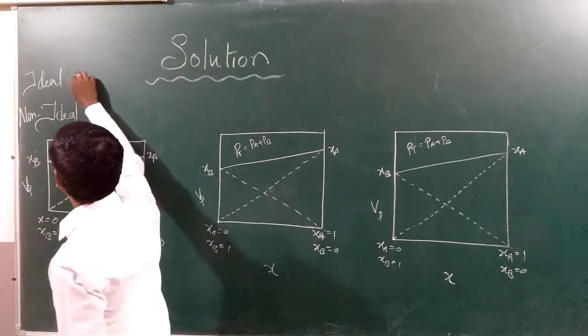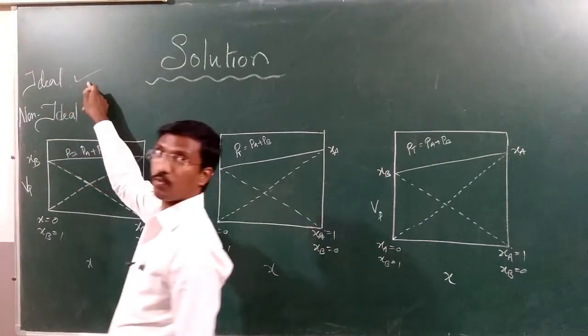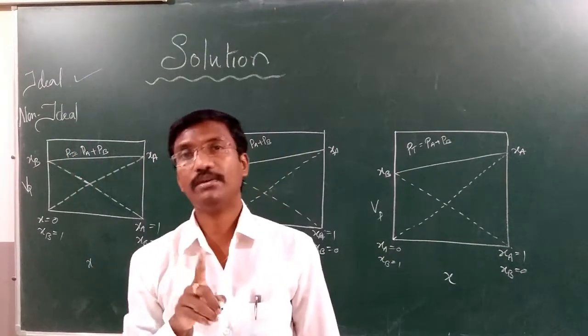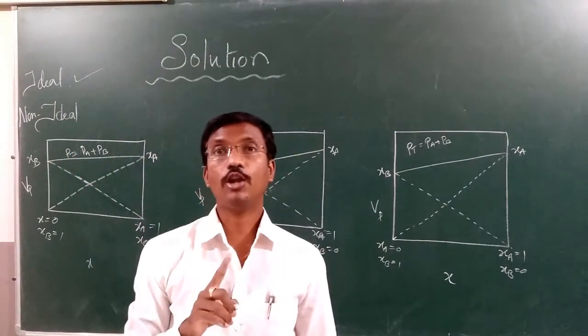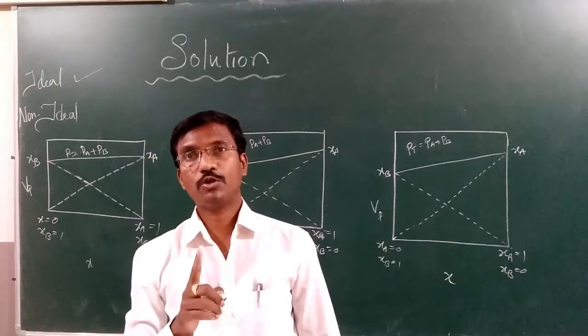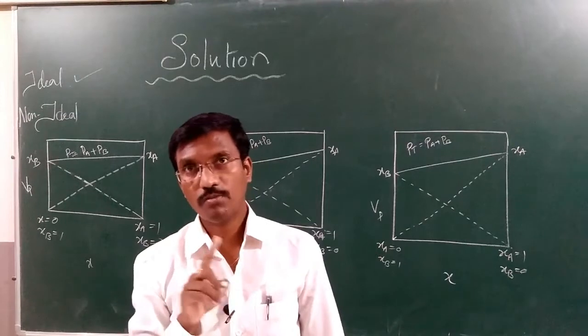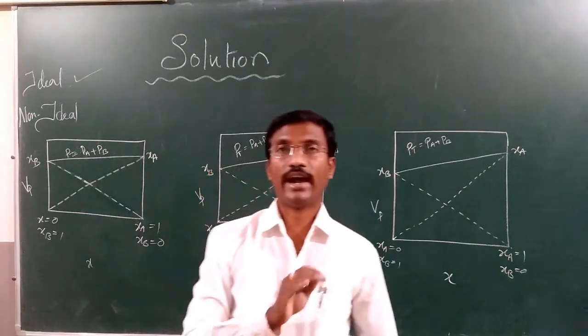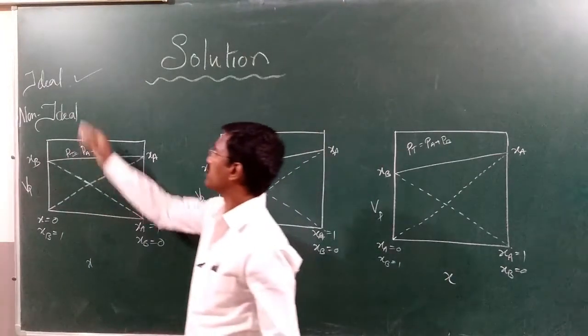In the ideal we are saying that Raoult's law is obeyed, there is no change in the enthalpy, and there is no change in the volume of the solution. If we add two compounds A and B, the volume of the solution remains the same as the sum of those two. So that is an ideal solution.